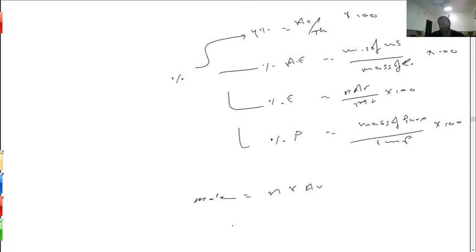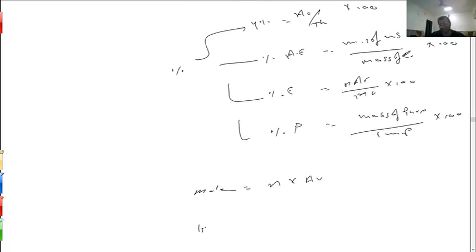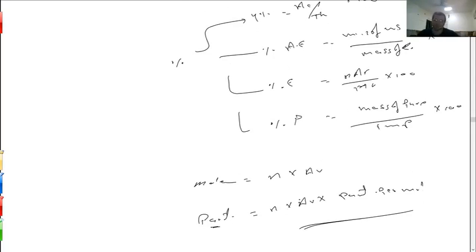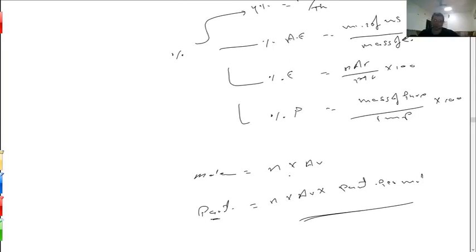If you would like to get the number of particles, I don't know what's the meaning of this particle here. I can say number of moles times Avogadro's constant, times particles per molecule. You're going to find many questions related to this part here.